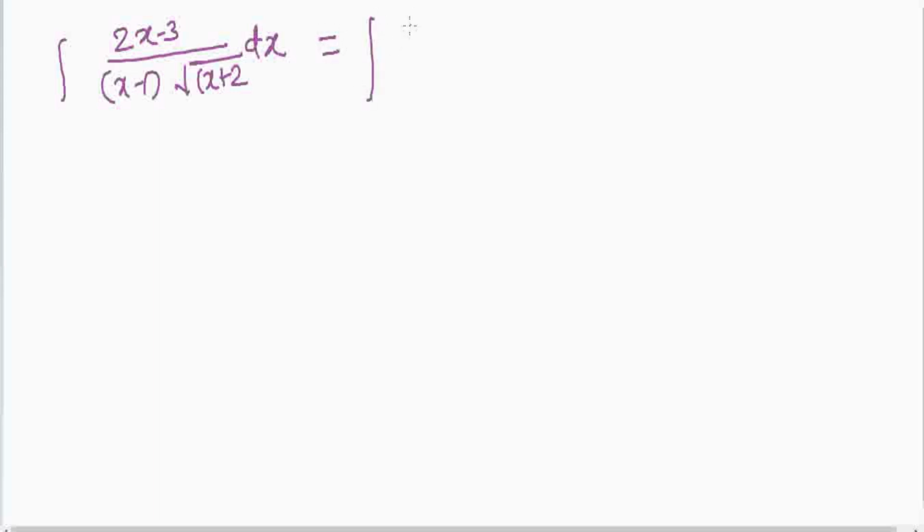Integration, let us solve one more problem. Integration of 2x minus 3 divided by x minus 1 into under root of x plus 2 into dx. So observe the numerator, friends. We make a small adjustment now. 2x minus 2 minus 1, right, divided by x minus 1 into under root of x plus 2 into dx.